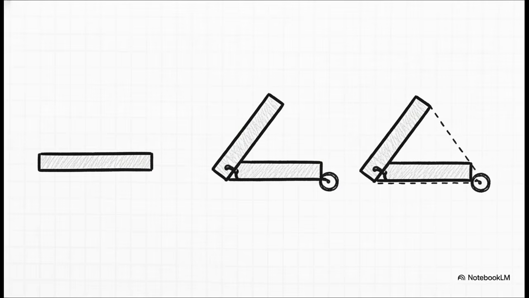So here is how the SAS correspondence rule breaks down in practice. Imagine building this out. You lock in side 1, then you set a very specific angle. That's your included angle hinge, and you lock it tight. Finally, you attach side 2 at its specific length. Now look at what happens to the remaining gap.